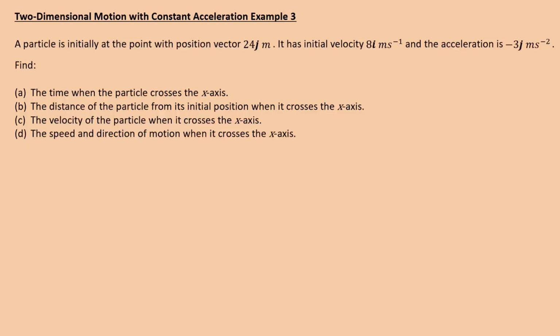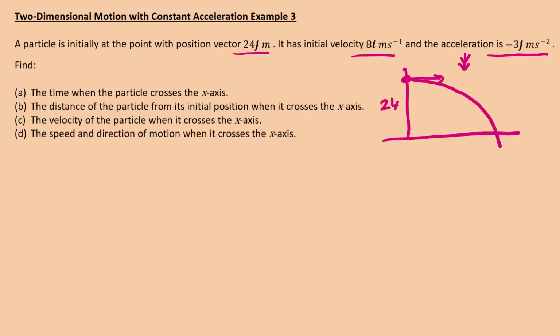A particle is initially at the point with position vector 24j meters. It has an initial velocity of 8i meters per second and an acceleration of negative 3j meters per second squared. We want to find the following things. But as an overall, the particle is starting up here, and initially it's moving in this direction, but the acceleration is like so, and therefore it's going to have a path that goes something like this.